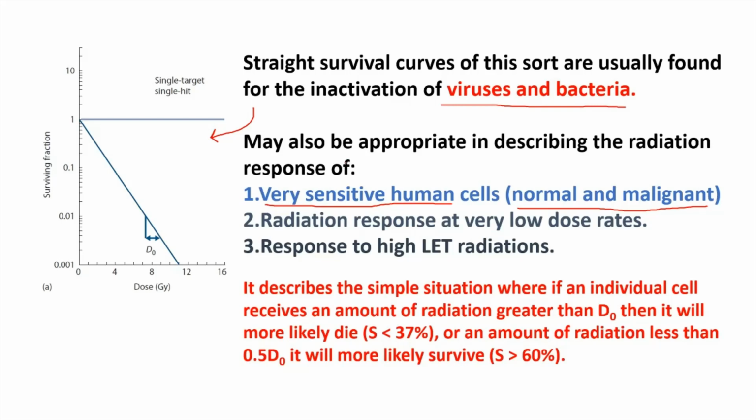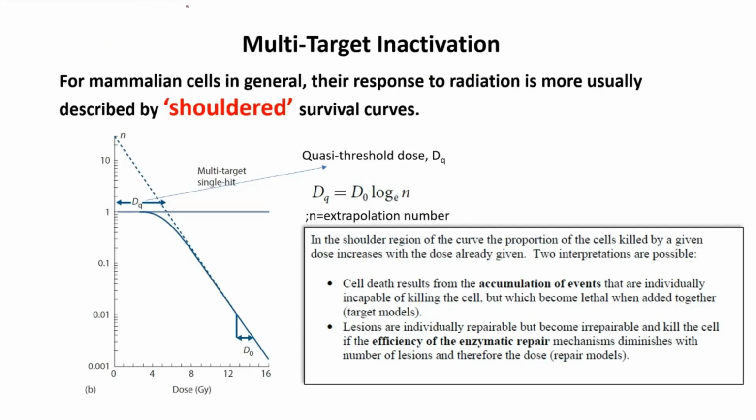So this describes a simple situation. If a given cell receives a dose of D naught, then there is a high probability that the cell will die. And if the cell receives a dose less than D naught, there is a high probability that the cell will survive. That's all about the single target, single hit model. Now let us move towards the multi-target inactivation model.